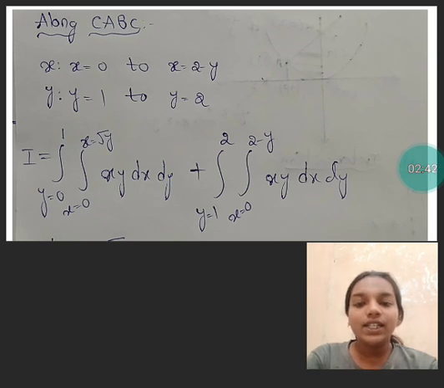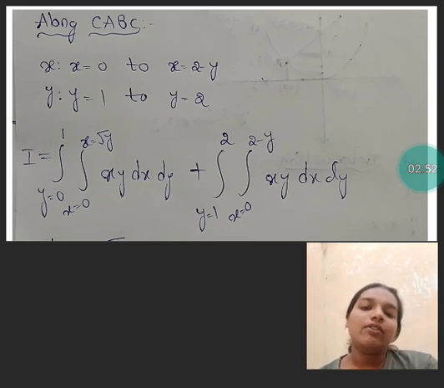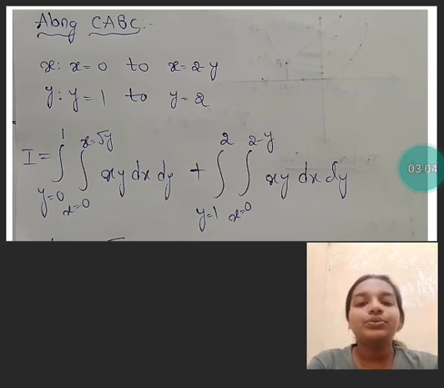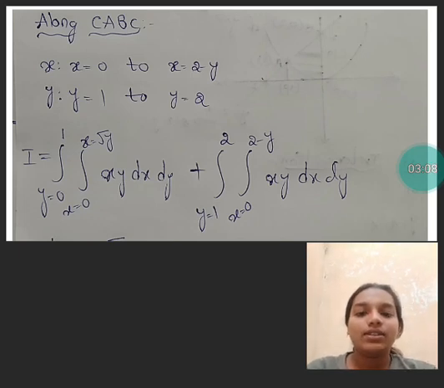Next, if we take the integration with the given limits, x equals 0 to root y, limits of y equals 0 to 1, xy dx dy plus the next integral, y equals 1 to 2, x equals 0 to 2 minus y, xy dx dy. Next slide.